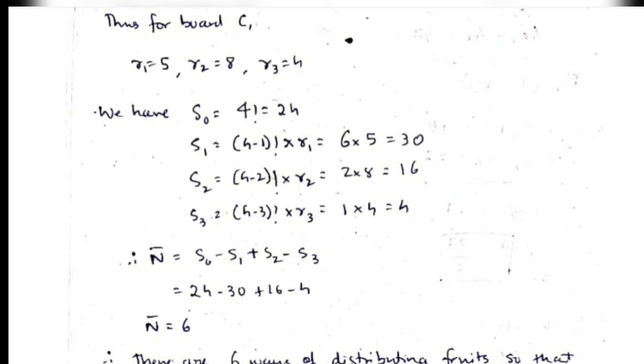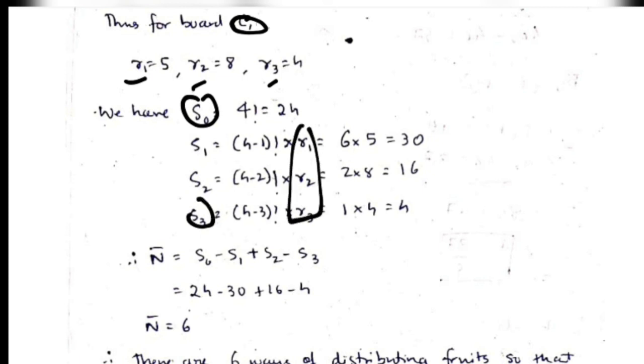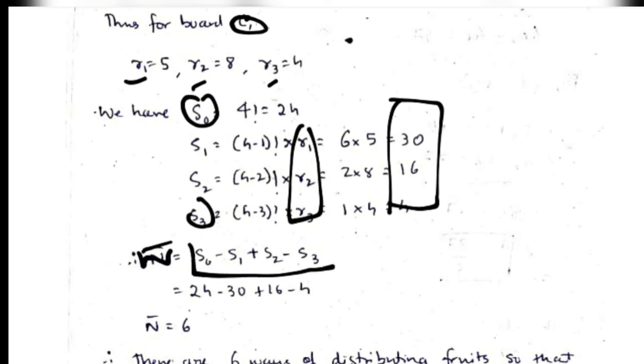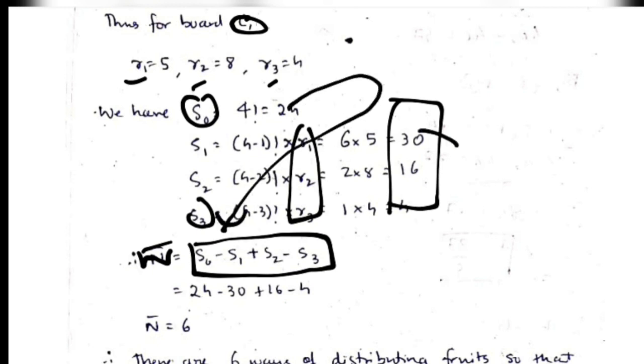We have to find out the values of R1, R2, and R3 from RCX. Okay. So after finding R1, R2, and R3, we will have to find S0 to S3 using these R1, R2, and R3 values. This will be getting the answer here. Then n is the number of ways which is given by this formula, and the answers we have got here, we will be just substituting all of these answers here to get the final answer, which is 6 ways of distributing fruits so that no one is displeased.